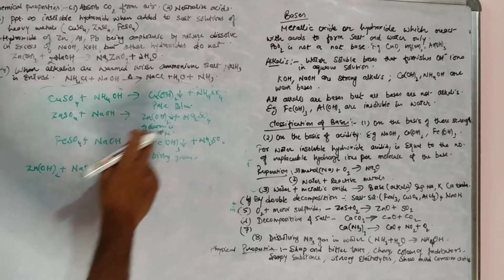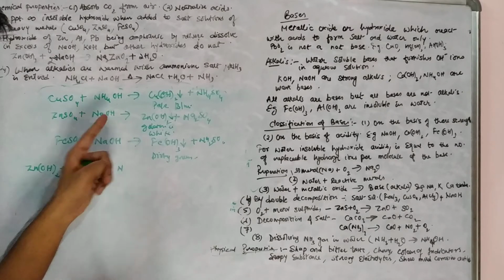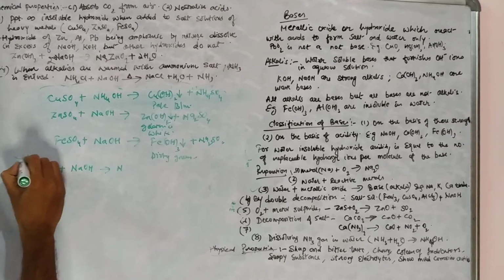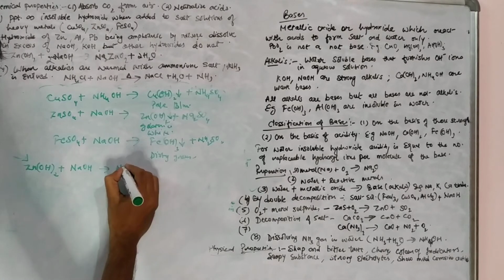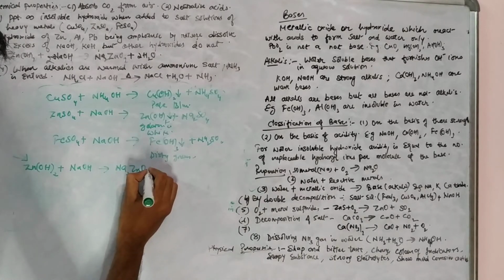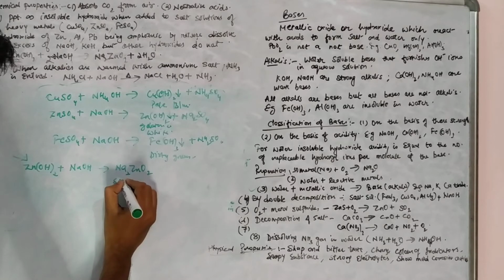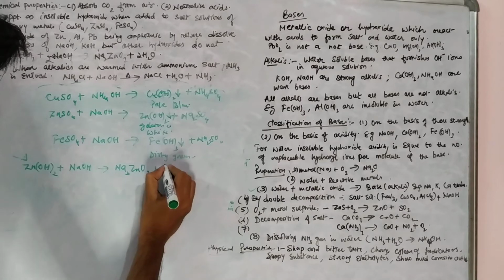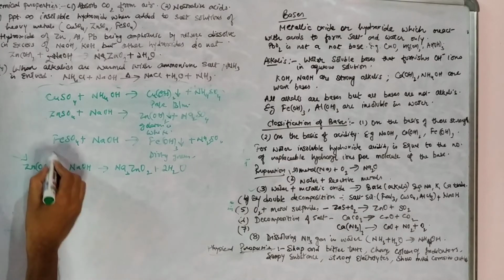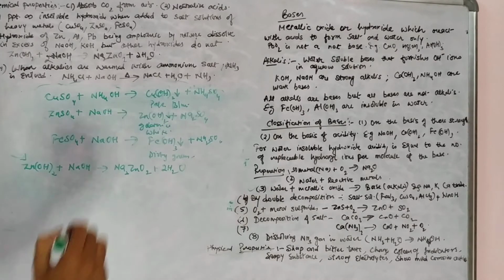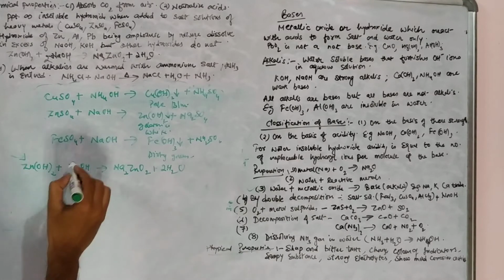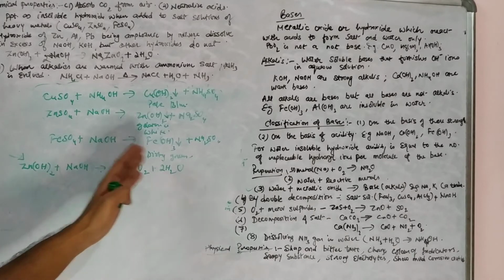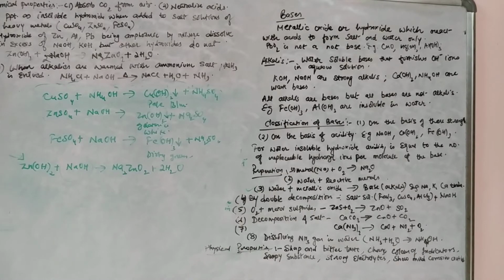Now this white precipitate will get dissolved in excess of sodium hydroxide. So this is the reaction. We can consider this in continuity. It forms sodium zincate, Na2ZnO2, plus 2H2O. So the gelatinous white precipitate of zinc hydroxide will dissolve in excess sodium hydroxide to form sodium zincate.